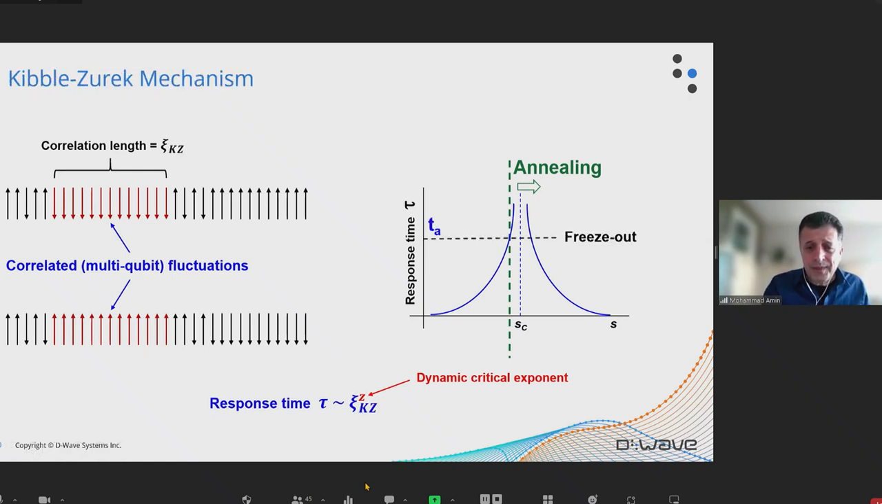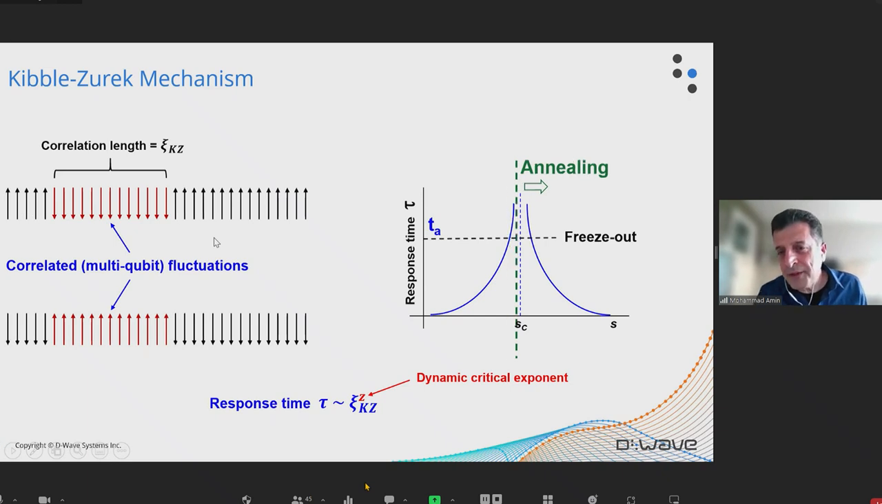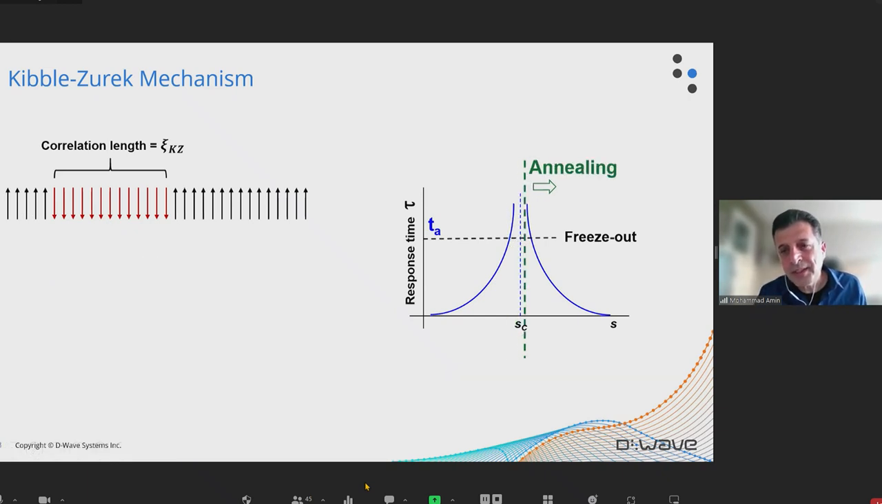Now, if the annealing time is finite, there comes a point that the response time becomes larger than the annealing time. And as a result, the system does not have time to relax anymore, to respond to the change anymore. And because of that, the correlation length cannot grow larger than some length. And this is called the Kibble-Zurek correlation length. It's called the Kibble-Zurek mechanism.